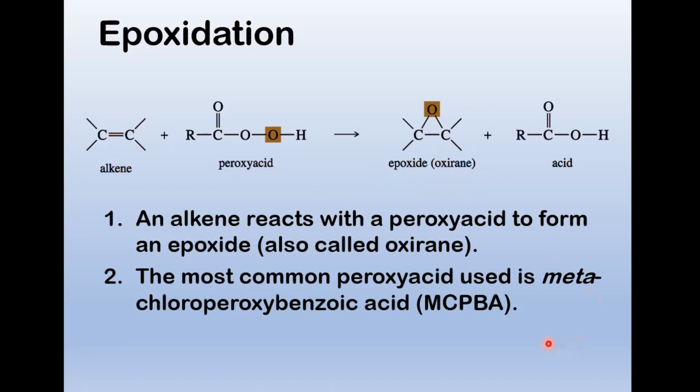So an alkene reacts with a peroxyacid to form an epoxide, also called an oxirane. The most common peroxyacid used is metachloroperoxybenzoic acid. That's a mouthful, so we say MCPBA. In lab, you've worked with BA, benzoic acid, extracting it, recrystallizing it, measuring its melting range.